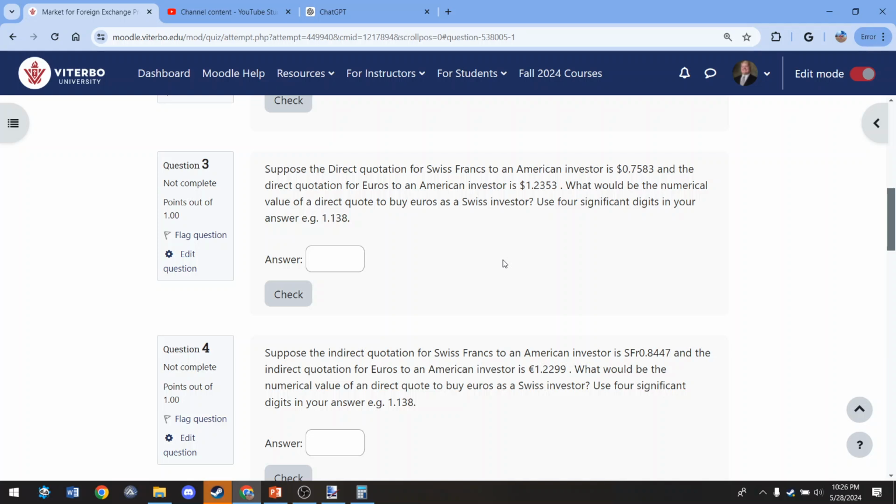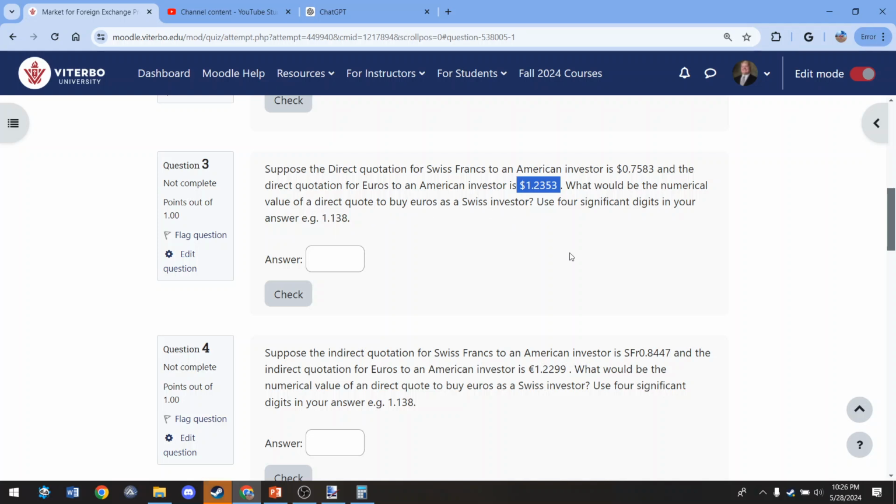So let's look at question 3. Suppose the direct quotation is this. Okay, so this is dollars to francs, right? Dollars to francs is there. And then dollars to euros is here. And we can ask, what is the numerical value of a direct quote to buy euros as a Swiss investor?